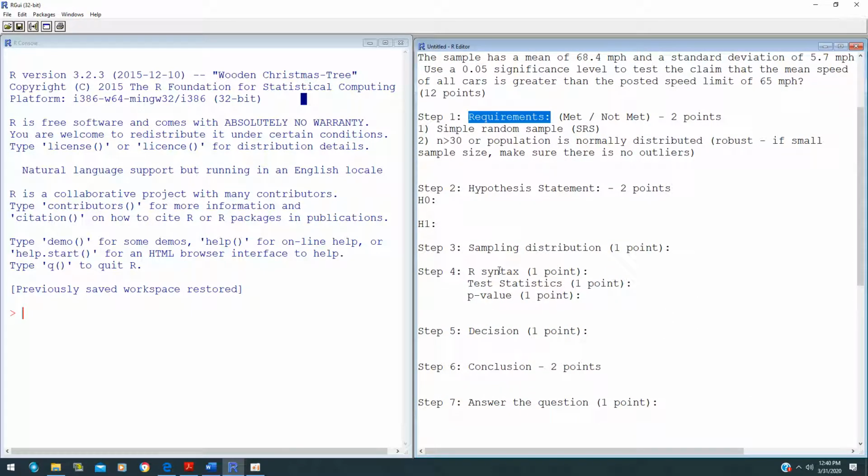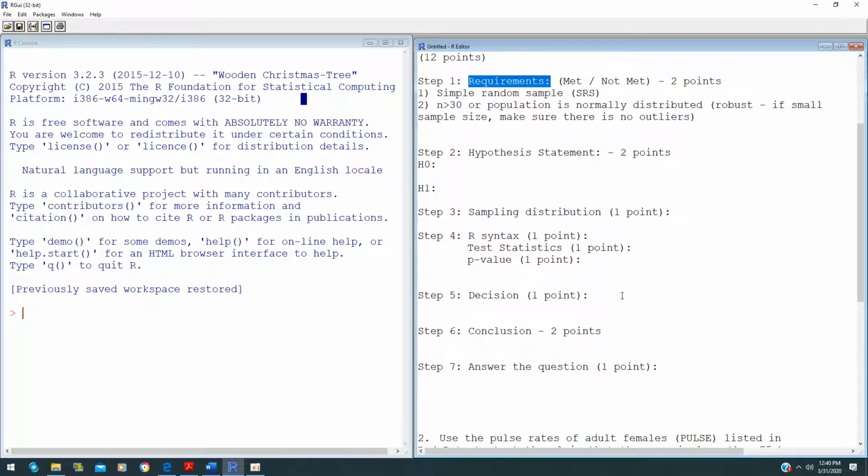And then you have to give me the R syntax. What does R syntax mean? R syntax, that's step 4. R syntax in this case means what you type into your R, you have to put it in there. That's worth a point. Test statistic and the p-value, they're all worth a point.